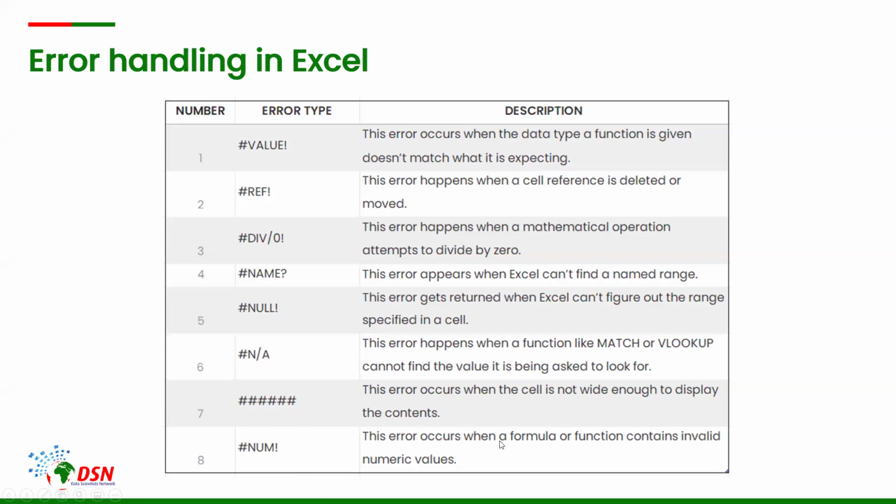We also have this error that occurs when a formula or function cannot validate a numeric value. So this one is the one that says it is not a number. This N/A is saying not available. So this is the kind of error that we have in Excel.